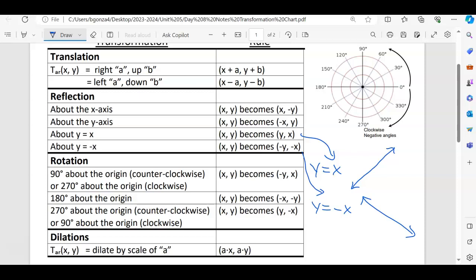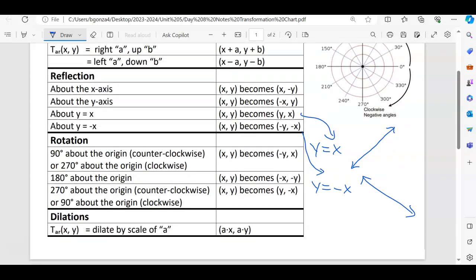If xy becomes yx, what's the only thing that changed there? Yeah, flipped, right? Just change the order. That's easy. What about y equals negative x? This one's weird. You change the order, and they both change the sign. Okay, so those are the rules for reflection.